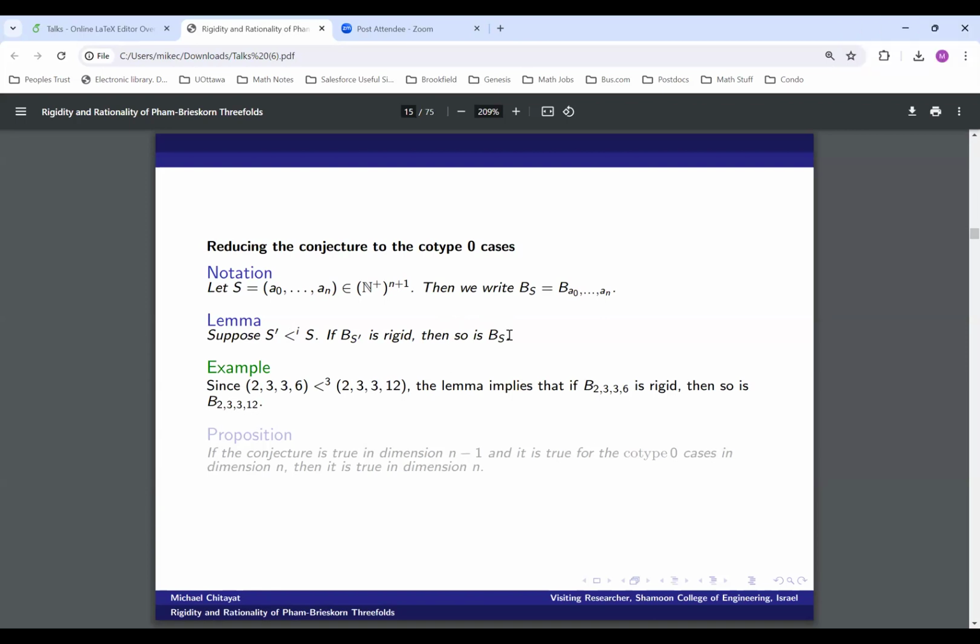So if you have these two tuples, sorry, go ahead. So each of these relations are partial orders, right? It is a partial order, yes. Okay, thank you.